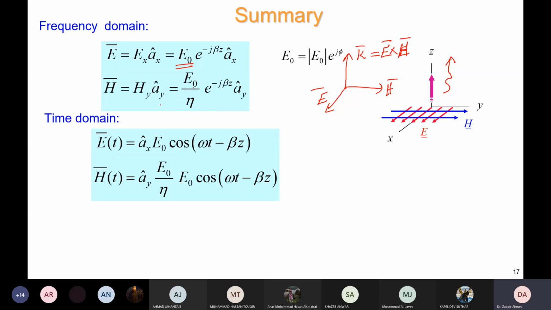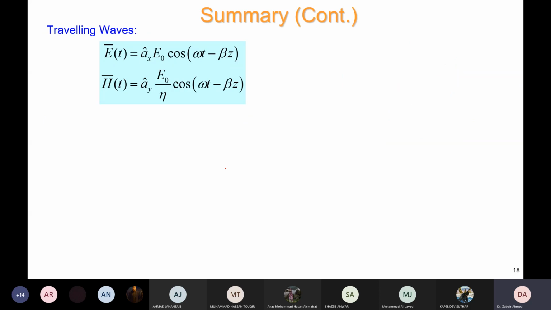And in time domain, we can find the time domain signal by multiplying these two signals with exponential of j omega t and taking the real part. So we will have these two traveling waves in the time domain.